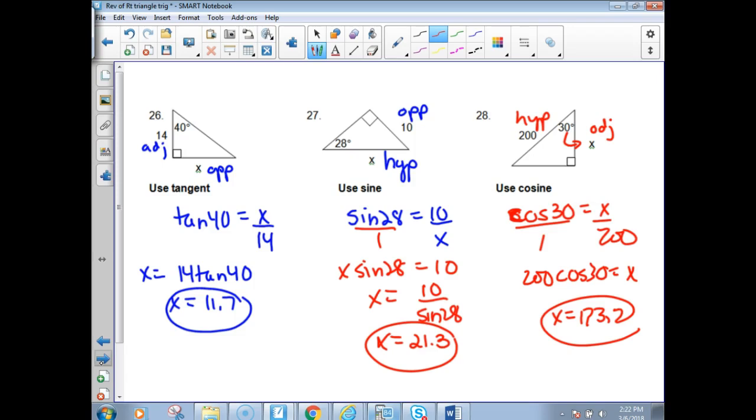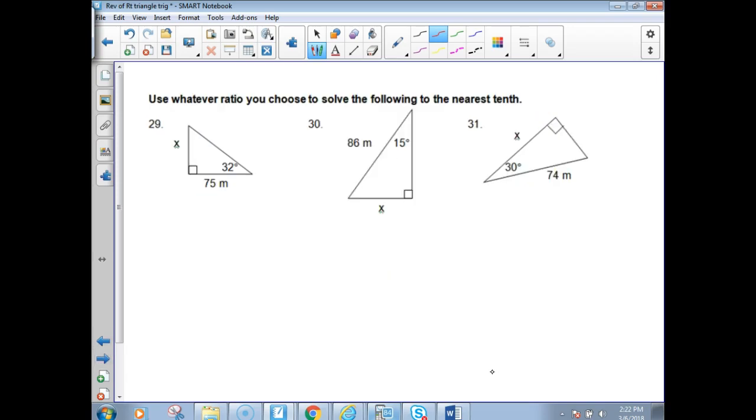Okay, that puts us at 28, so we're at the bottom of 2A. Use whatever ratio you choose to solve the following to the nearest tenth. Okay, so I'd like you guys to set these up for me. I'll take volunteers for them. Someone tell me what to do for 29. I just want to be checking for... Guys, someone tell me what to do for 29.